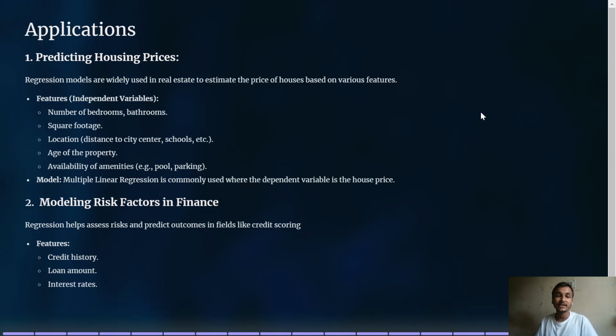सो ऑल दीज आर इंडिपेंडेंट वेरिएबल्स, and the dependent variable is the price, which depends on all these variables. So we can predict the housing prices based on these features, and we can also train a model. And second is modeling risk factors in finance. So when a loan applicant applies for a loan, then the one approving looks at features like credit history, loan amount, interest rates, and previous loan history. So regression helps assess risk and predict outcomes in fields like credit scoring.